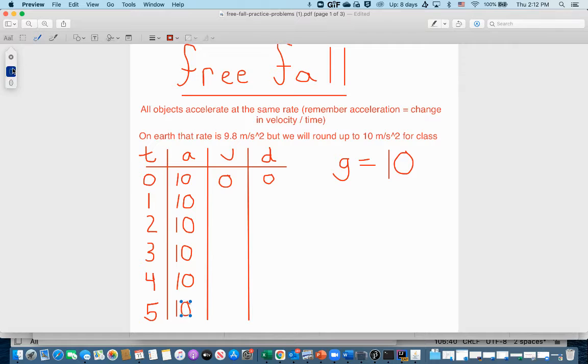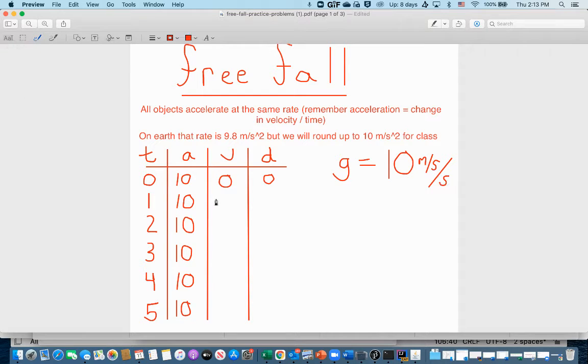Now, my velocity, this is what's changing. Remember, acceleration is a change in velocity over time. So that's saying I'm changing 10 meters per second. A lot of times we see this as 10 meters per second squared. I sometimes just like to leave it as meters per second because that's really telling me what's going on. It's increasing 10 meters per second down every second.